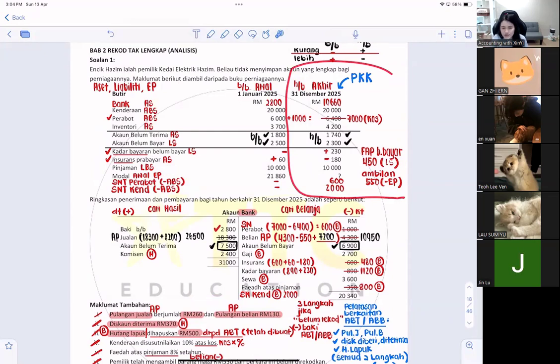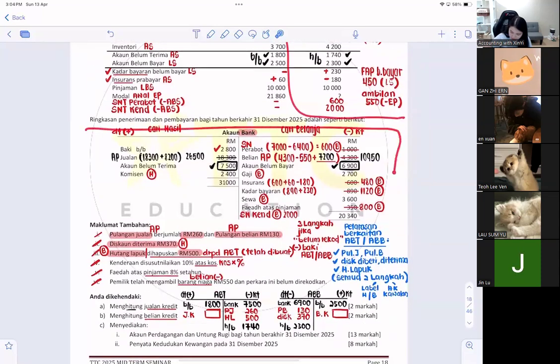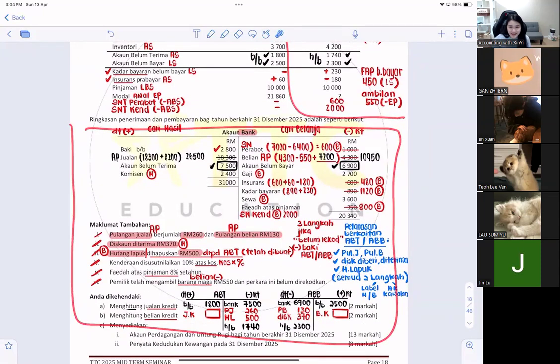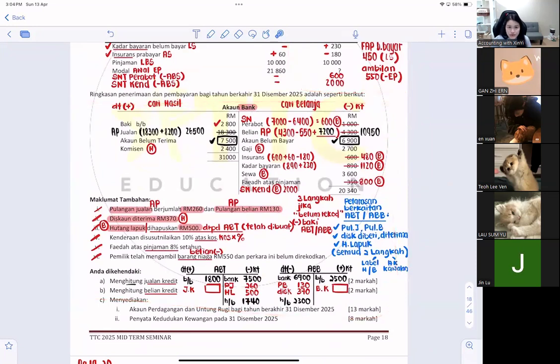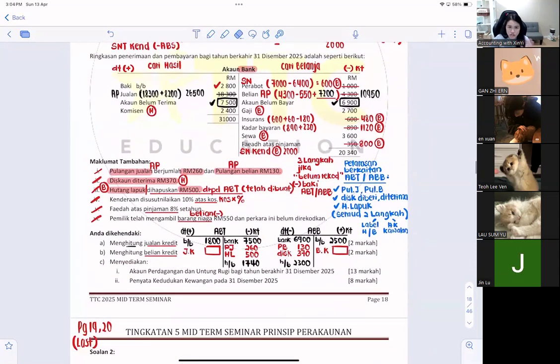So where can I find things for account perdagangan, untung rugi? You will find them from this bottom section here. Okay, so just in case you guys don't know where to find the jawapan, it's the same link that I sent just now, together with the PDF version of the nota. It is in this Google Drive. So you look for the jawapan that will be given over there. You can just check straight away.